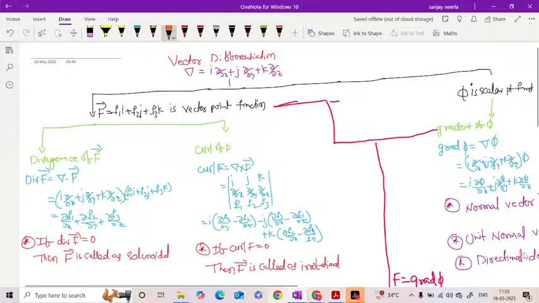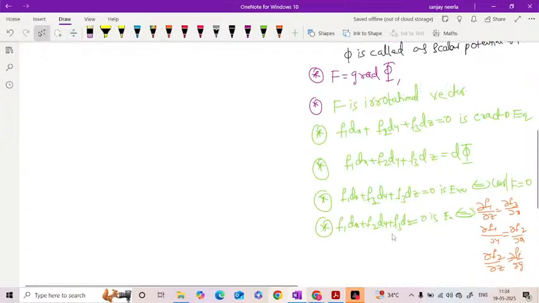Okay, so this is the overview of vector differentiation. There are more formulas, in which we have curls, C1, C2, C3, C4. So this is the overview of the total.